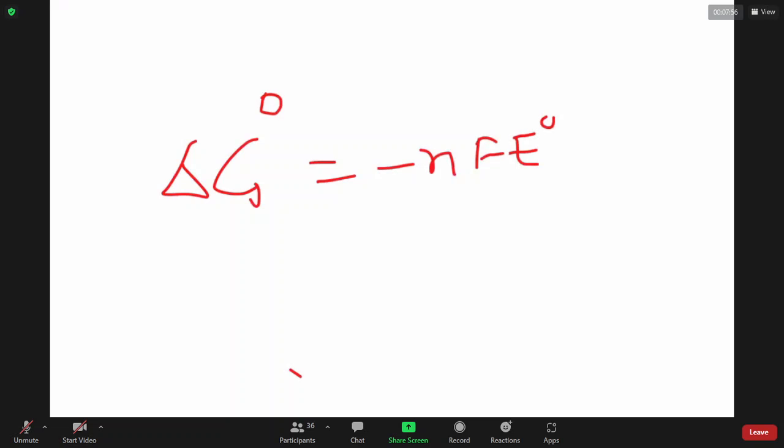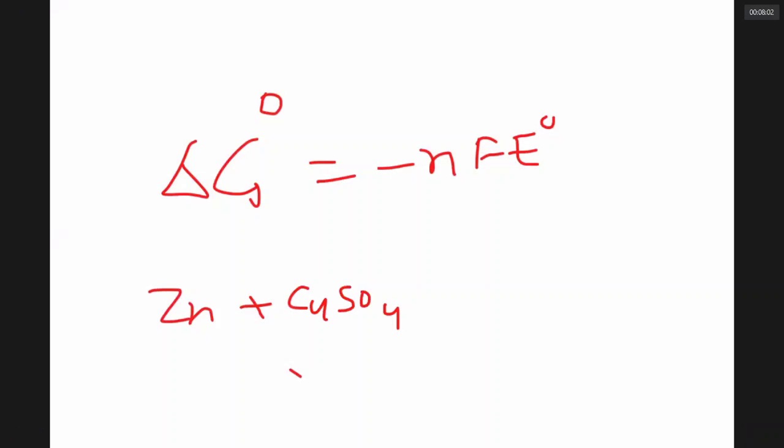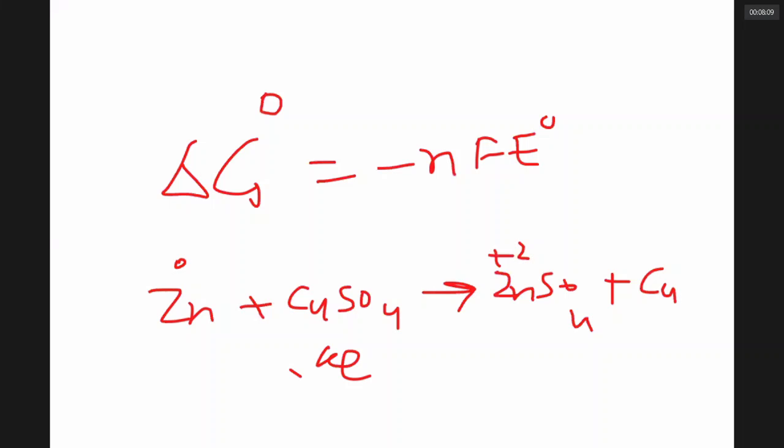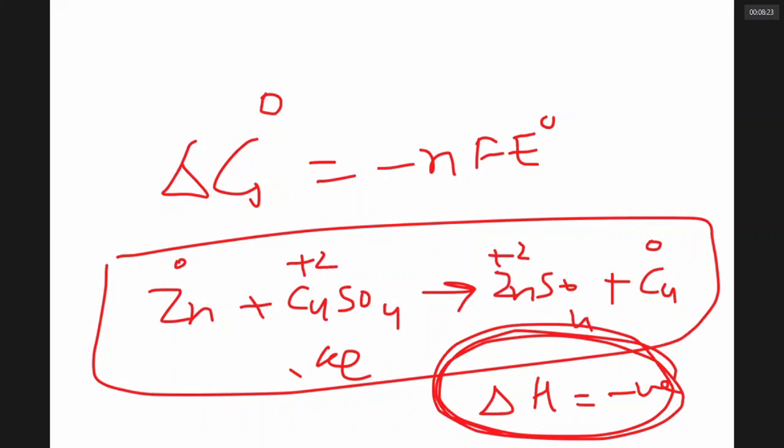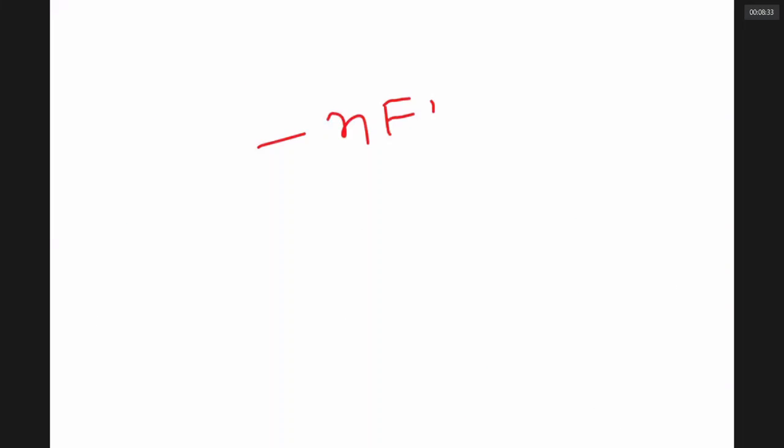In a process, you are reacting zinc metal with copper sulfate, aqueous. You are getting zinc sulfate plus copper metal. Here, Zn0 is becoming Zn plus 2, and copper plus 2 is becoming copper. In this entire process, the enthalpy changes by delta H. If you are carrying out the reaction outside, out of this entire energy released, the part of energy that is useful is delta G0 under standard conditions. Therefore, the efficiency of the cell is often described as minus nFE0 by delta H.